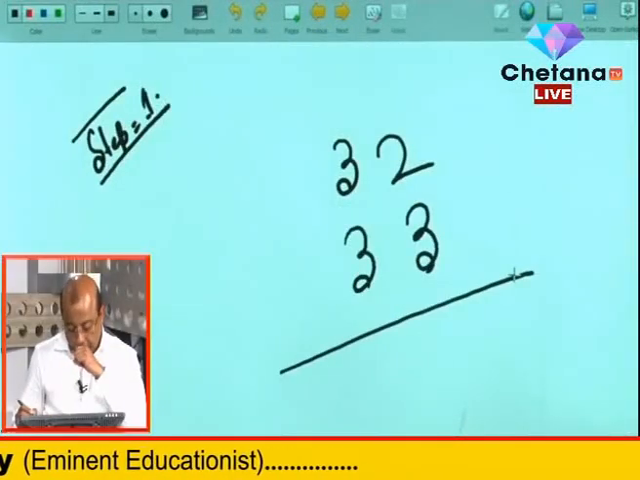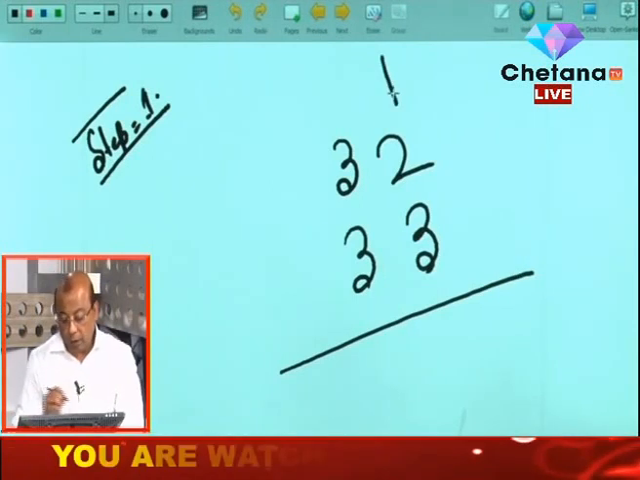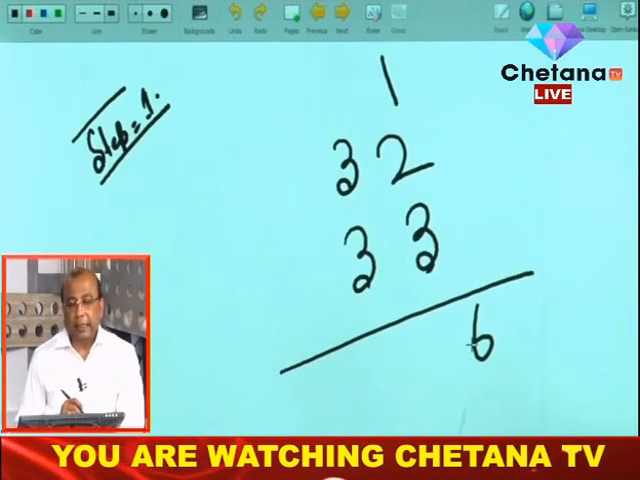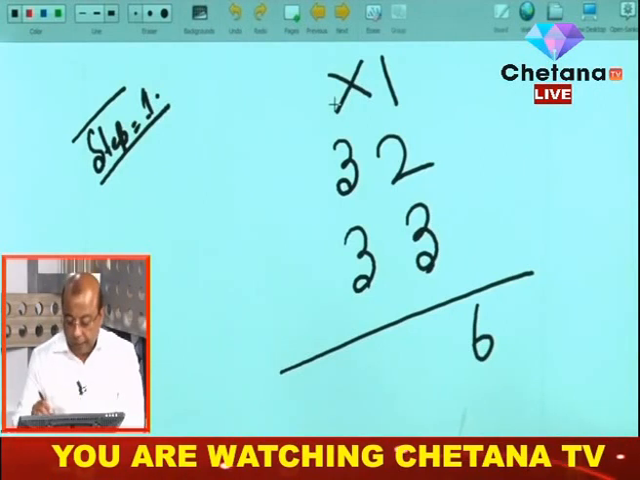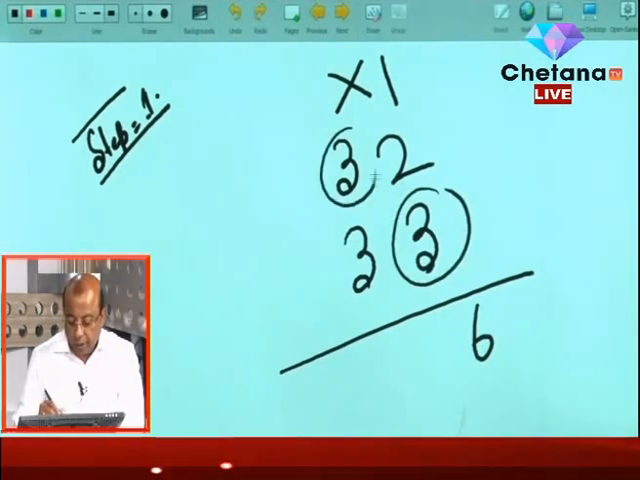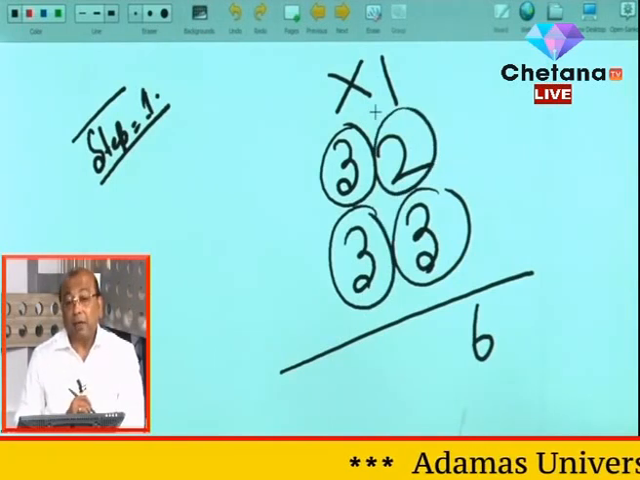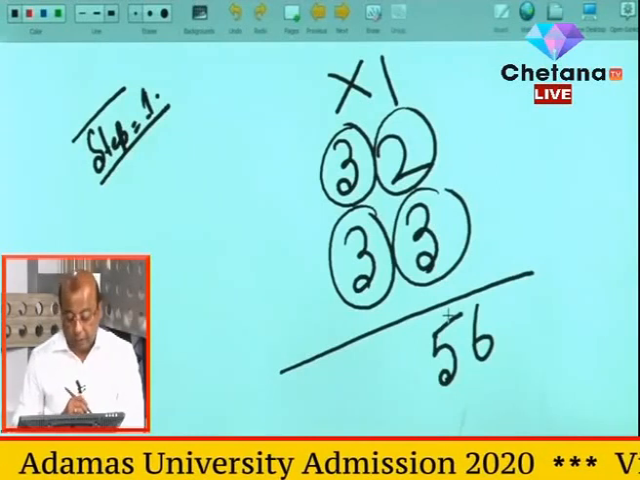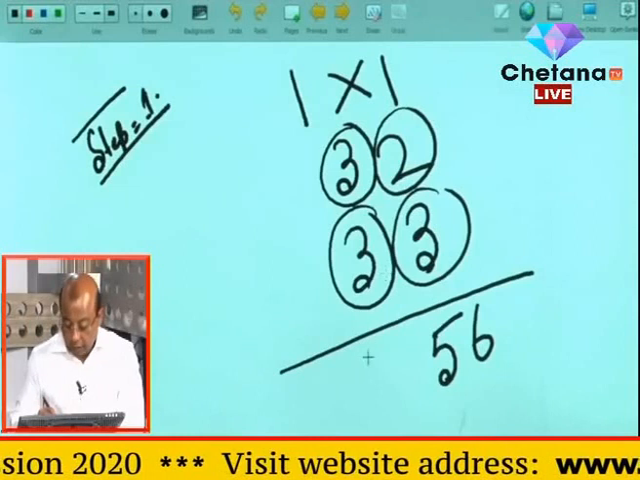Yes. When you consider the first column, it will be straight. 3 into 2, 6. When we consider the second column, the symbol will be cross. That is 3 into 3, 9, and 3 into 2, 6. 9 plus 6, 15, 1 in hand. Next straight. 3 into 3, 9 plus 1, that is 10.